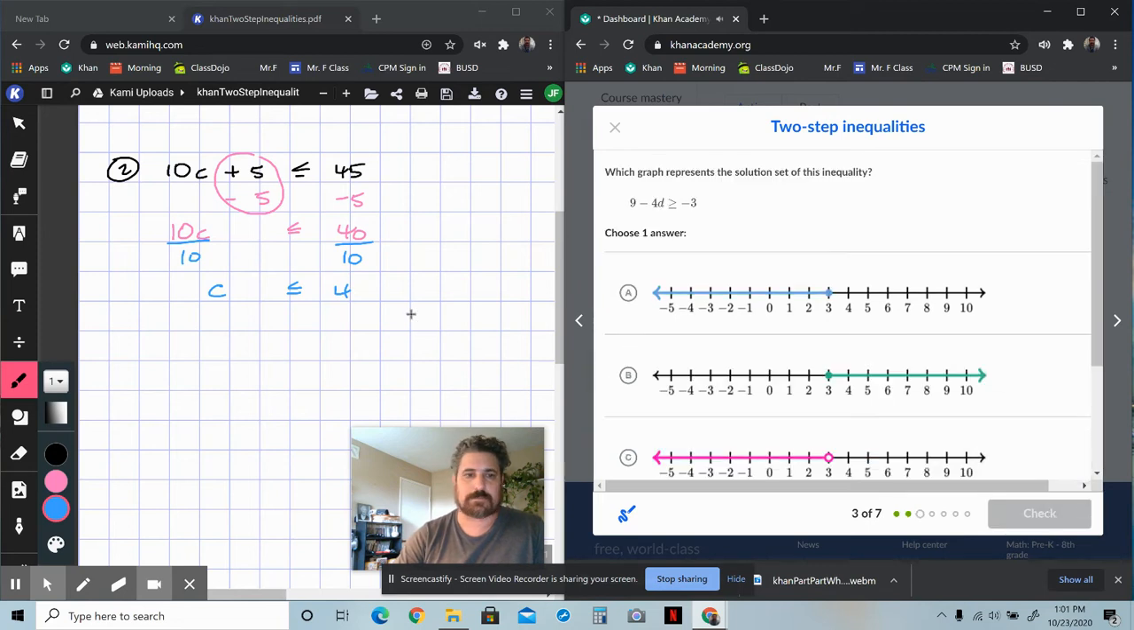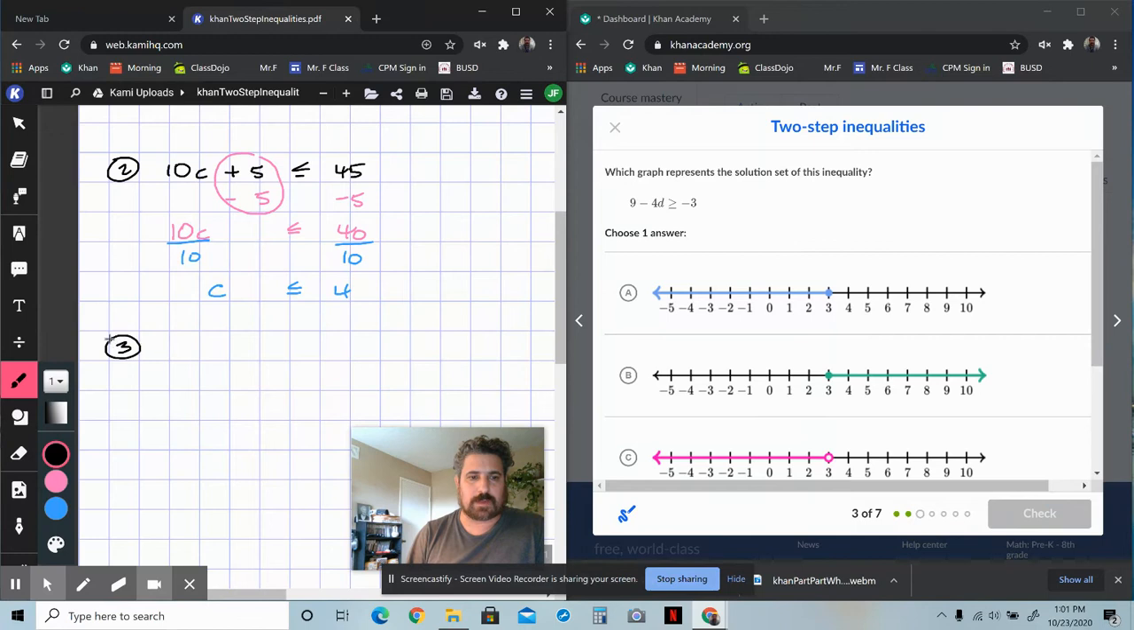All right, let's do the next one. So for the next one, you've got number 3 here. You've got 9 minus 4 times the quantity d is greater than or equal to negative 3. Your goal is to get the 4d by itself, basically, right?